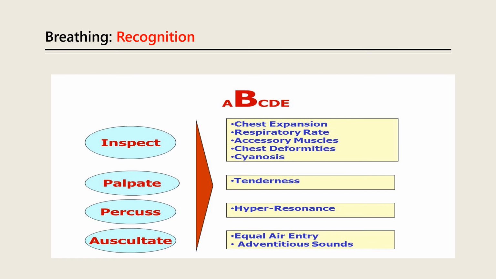And you should make this on yourself to know the normal from the abnormal. So with the normal sound, this is a normal note. Sometimes you hear a high-pitched sound. This is the hyper resonance, and this is in pneumothorax. And sometimes you don't hear sound, and this is dullness of the chest in hemothorax.